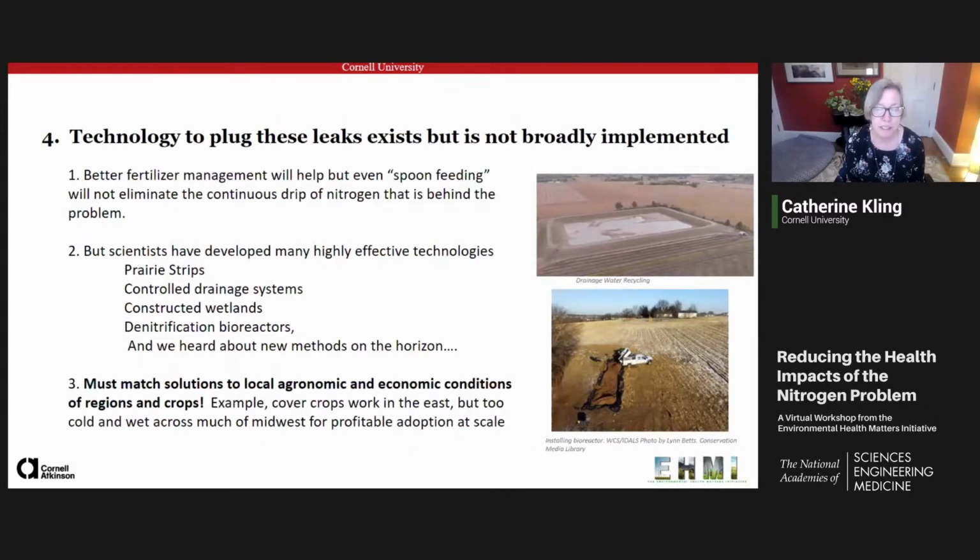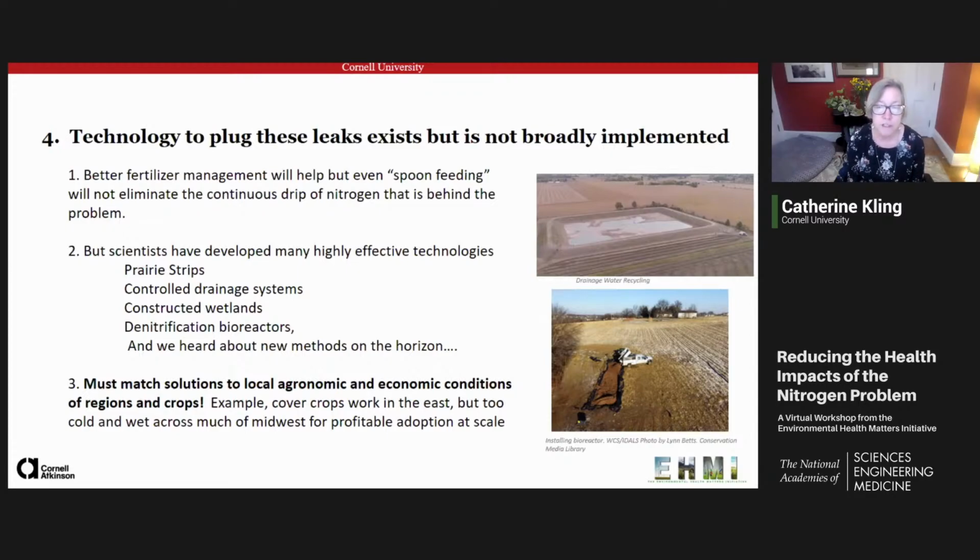We, in fact, do have the technology to control these leaks. We heard from Jane Frankenberger and others from Iowa State about a variety of really interesting approaches. One thing we learned is that while better fertilizer management is very important, even with spoon feeding, even with the best fertilizer management, we will not eliminate the continuous drip of nitrogen that is behind the problem, largely due to the fact that we have this now highly annual system where so much of the ground is bare throughout the winter and a good chunk of it is tile drained. Some nitrogen is always going to leak.